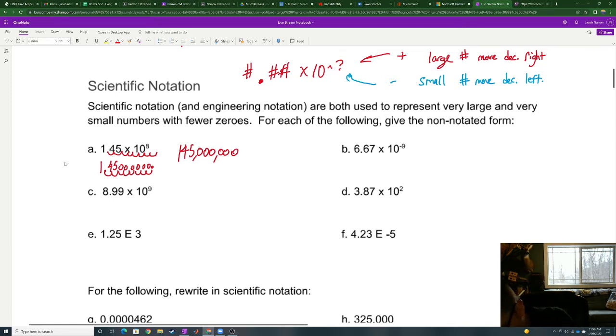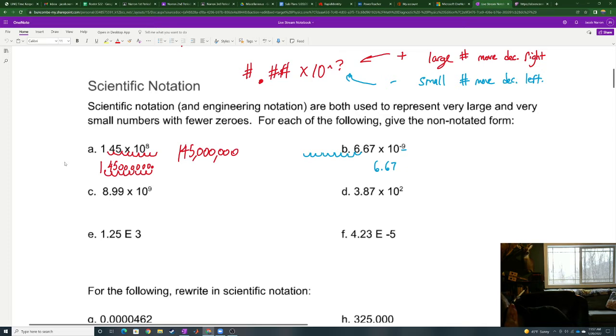So let's look at B. This one says times 10 to the negative 9th. So this time I'm going to move the decimal 9 places. That's why the 9 is important. I'm going to move it 9 places, but I'm going to move it to the left. So here we go. 1, 2, 3, 4, 5, 6, 7, 8, 9. And again, if it helps you to rewrite it, you can until you get the hang of it. But we're just going to write it down here. So 6.67. Once again, I move 1, 2, 3, 4, 5, 6, 7, 8, 9. So I get 1, let's see.